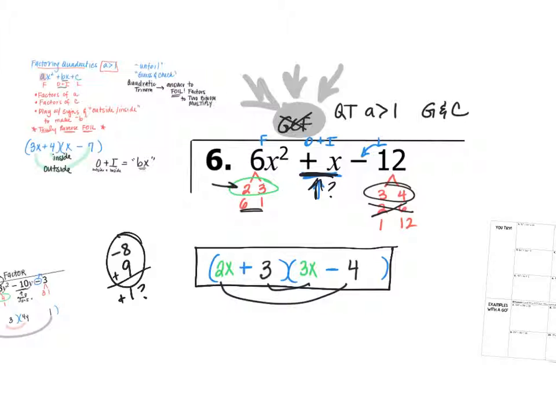So that was 2 extra samples for you on factoring quadratic trinomials with a larger than 1 using guess and check, and checking by checking our outside and inside terms.